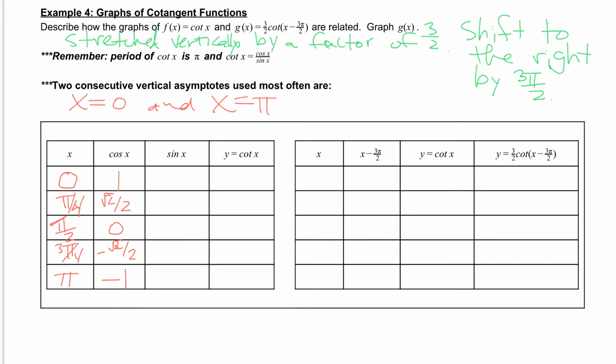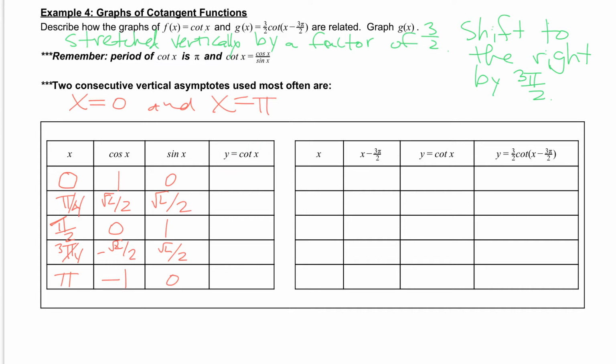Then we want to do the sine. So sine of 0 is 0. The sine of pi over 4 is the square root of 2 over 2. The sine of pi over 2 is 1. Sine of 3 pi over 4 is square root of 2 over 2. And the sine of pi is 0.